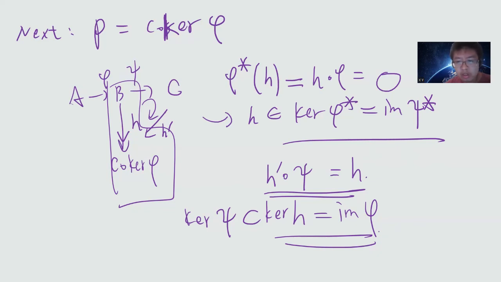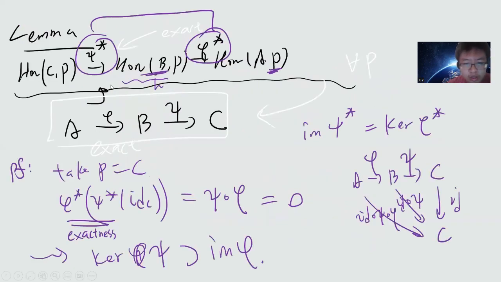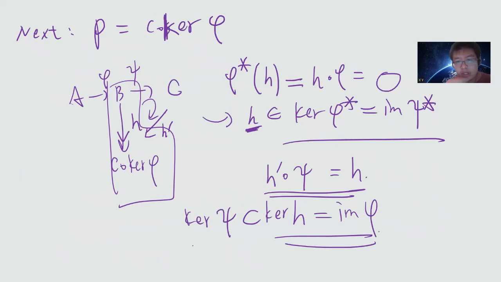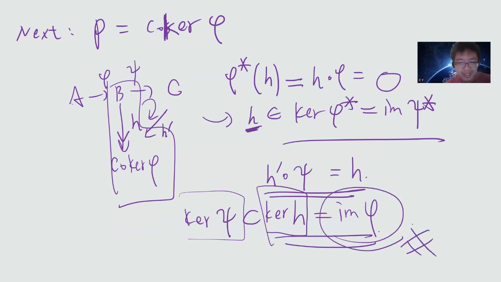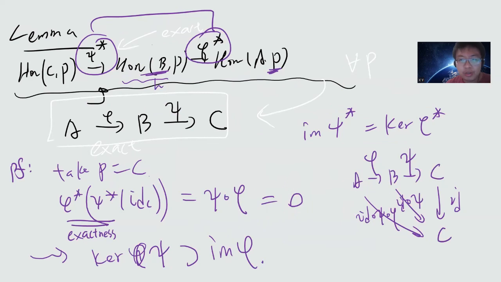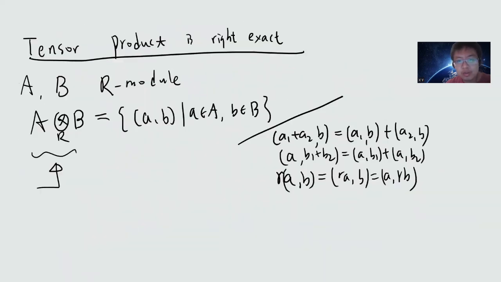So this basically proves our result. We need to prove that the kernel of psi is in the image of phi. So we take the kernel of psi. We have proved that the kernel of psi is a subset of the kernel of H, which is the image of phi. This is exactly what we need for the other direction. So this is the proof of the tensor exactness.